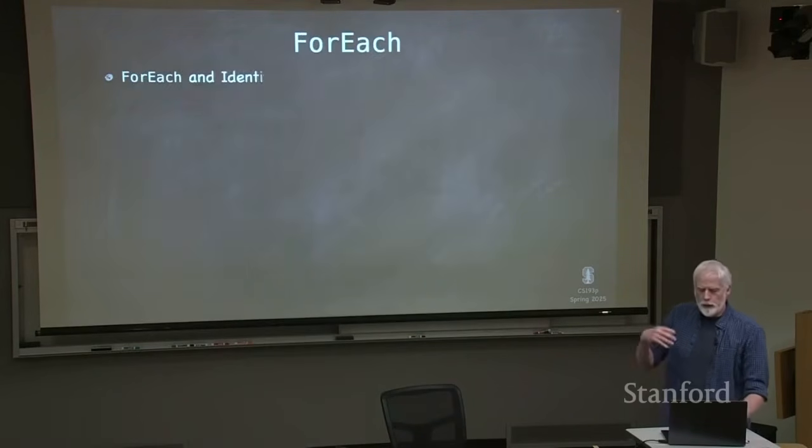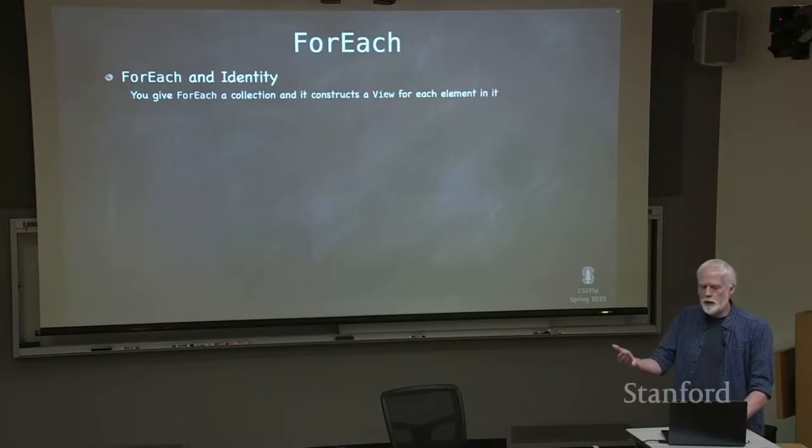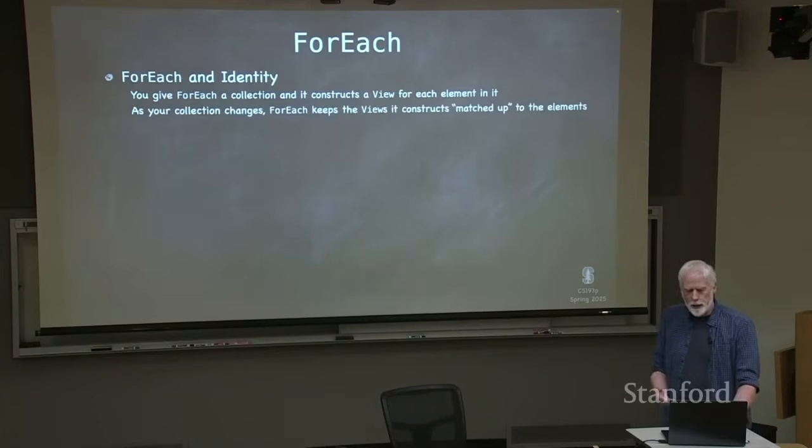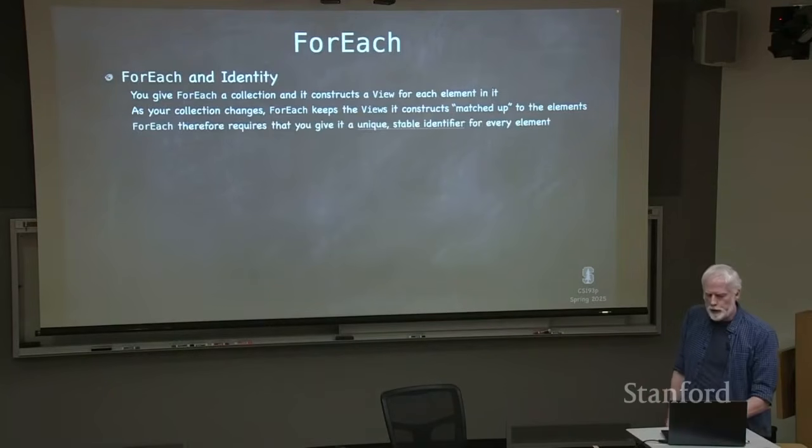For each, you give it a collection, right? And it constructs a view for each thing in the collection. Now, as your collection changes, the for each keeps the views that it creates matched up and in sync with the things in your selection. And that means that for each has to have, for every element in the collection, a unique, meaning it's different for everything in the collection, stable, meaning it continues to identify that thing even as you add and remove items from the collection, identifier for every single thing in the collection. Okay? Unique and stable. Those are two very important things.